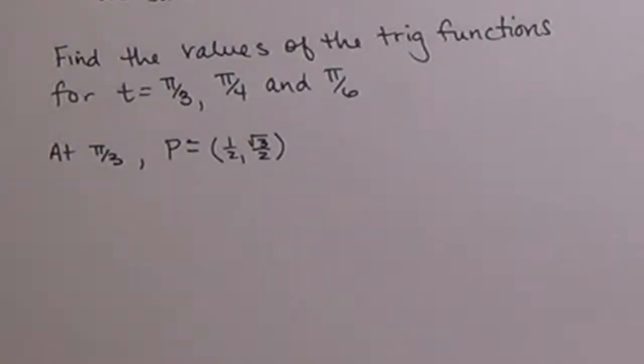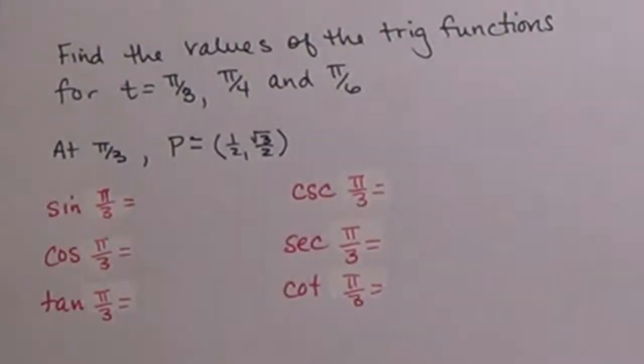So the 6 trig functions that we're going to be looking at are sine, cosine, tangent, cosecant, secant, and cotangent at pi over 3. Notice in these instances, pi over 3 is our argument for each of the functions, and we want to find the values of these. So we're going to use the x and y coordinates to find them. So sine of pi over 3 is the y coordinate of the terminal point, or square root of 3 over 2. Cosine of pi over 3 is the x value of the terminal point, so 1/2.